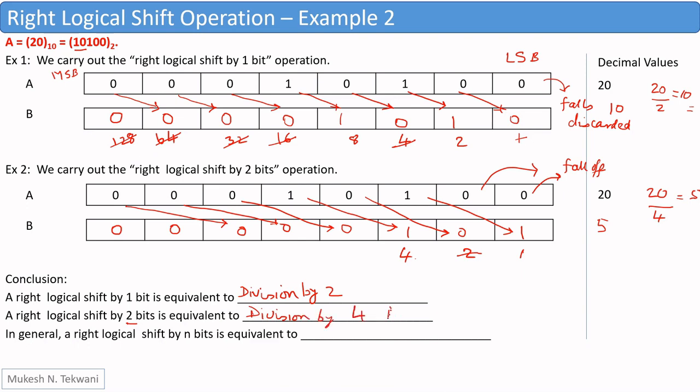But that can be written as 4 can be written as 2 raised to 2. So this 2 is the number of shifts, number of positions by which we shifted. And in general, a right logical shift by n bits will be equivalent to a division by 2 raised to n. So these become the important conclusions from this example.